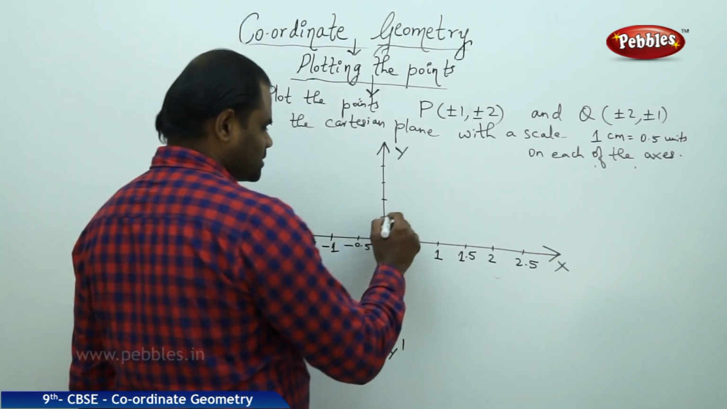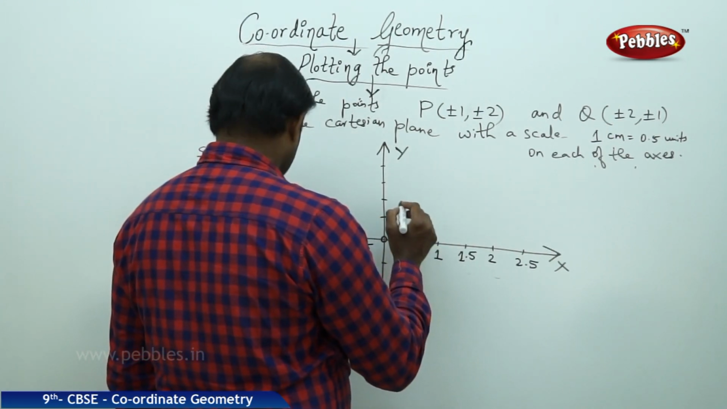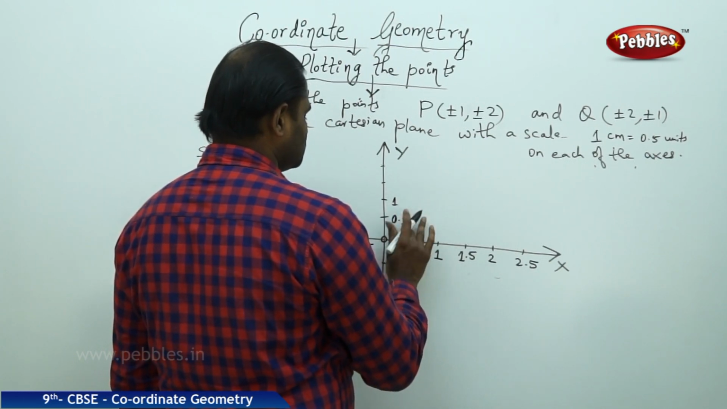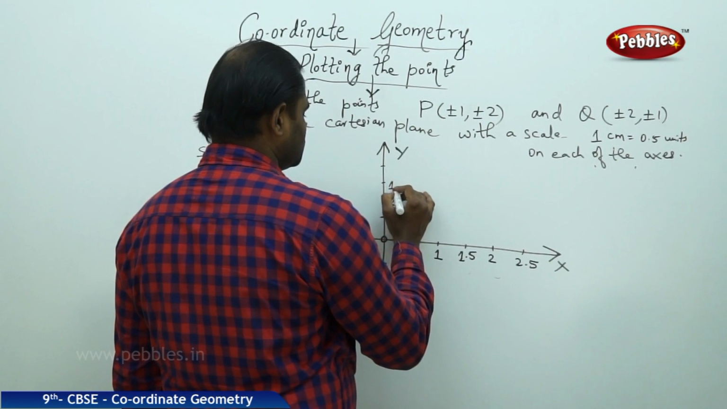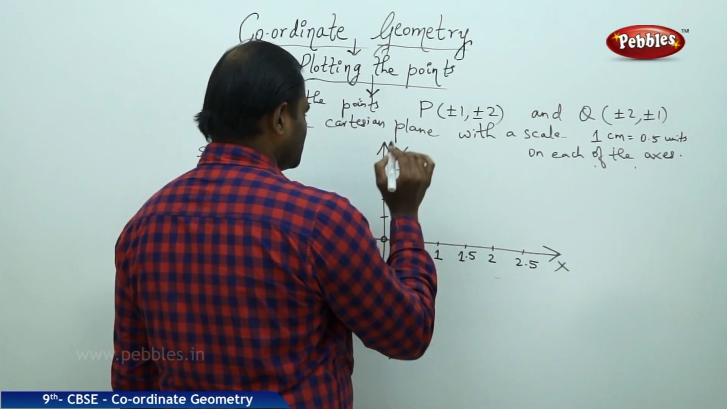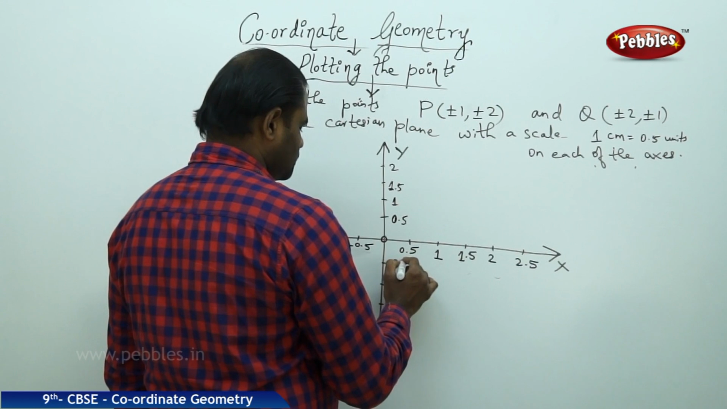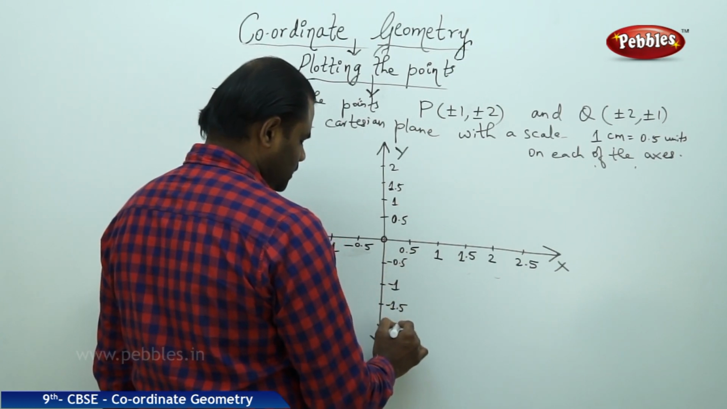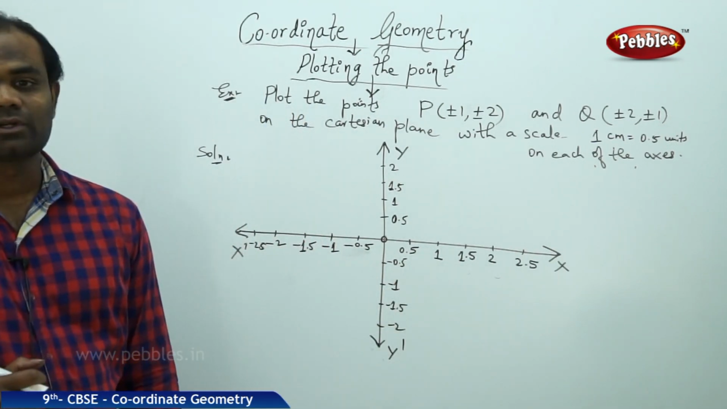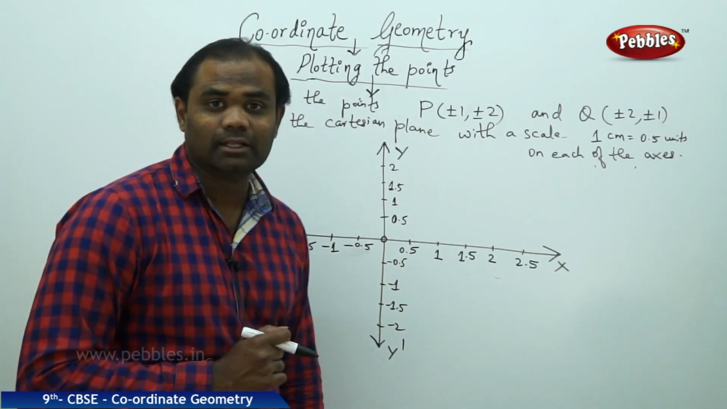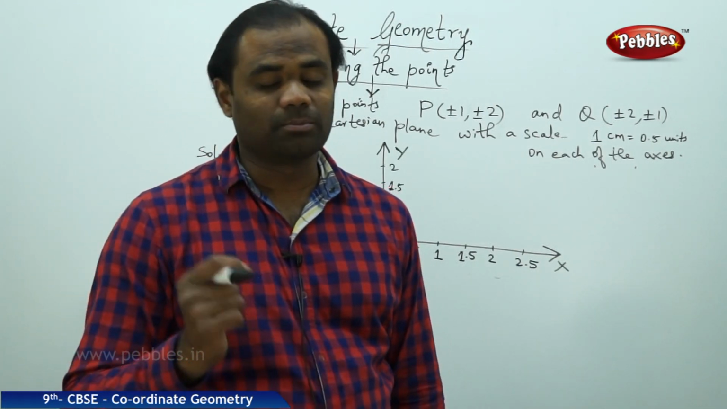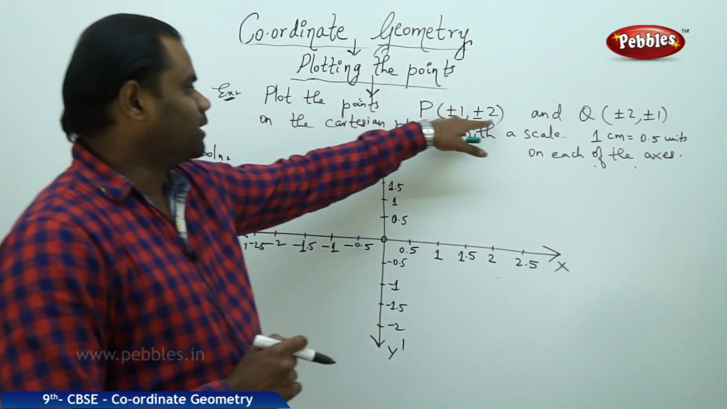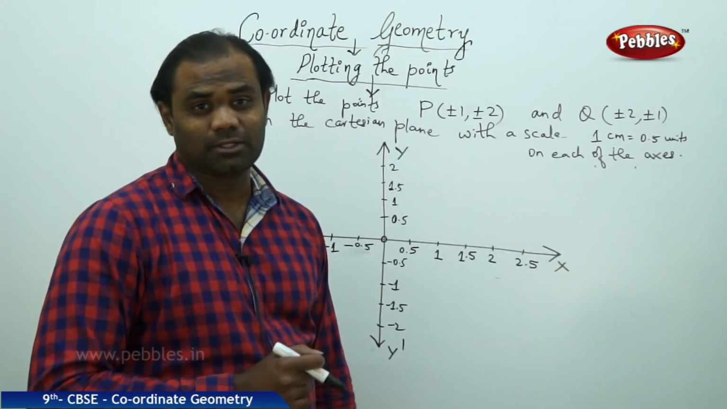Similarly, on the y-axis, it is 0.5, 1, 1.5, and 2, minus 0.5, minus 1, minus 1.5, and minus 2. That is how I divide the scale with 1 centimeter equal to 0.5 units. Next, it's now about plotting the points on this scale for P and Q.